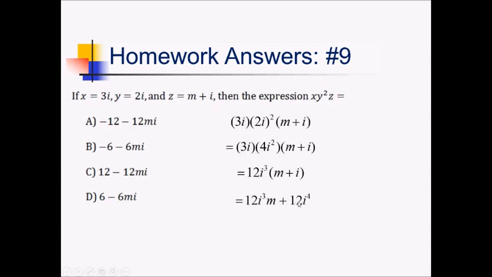And then this next term, i to the 4th, is really the same as i to the 0, because it starts over every 4 with the i exponents. So this is really just going to be 12. So we then end up with 12 minus 12im. And that's going to be answer choice C.